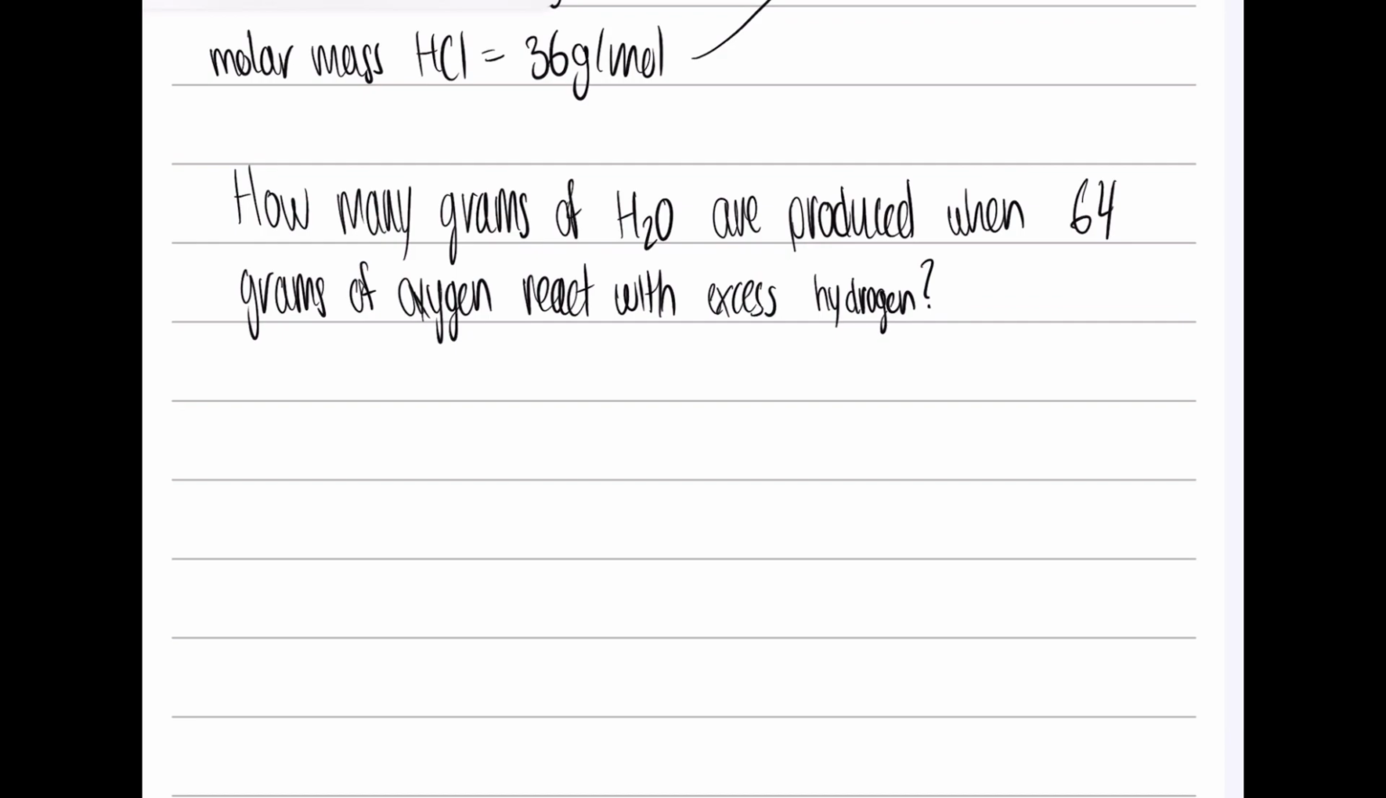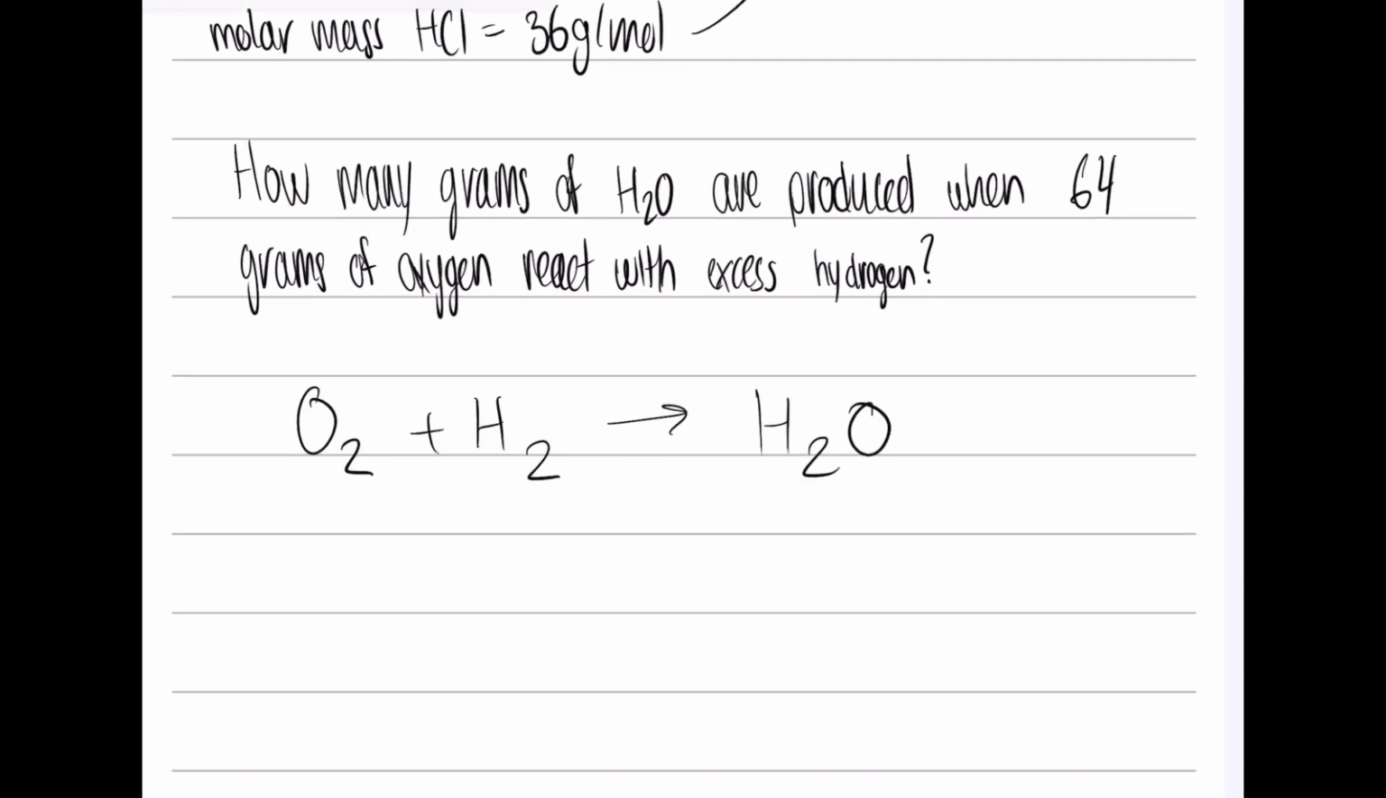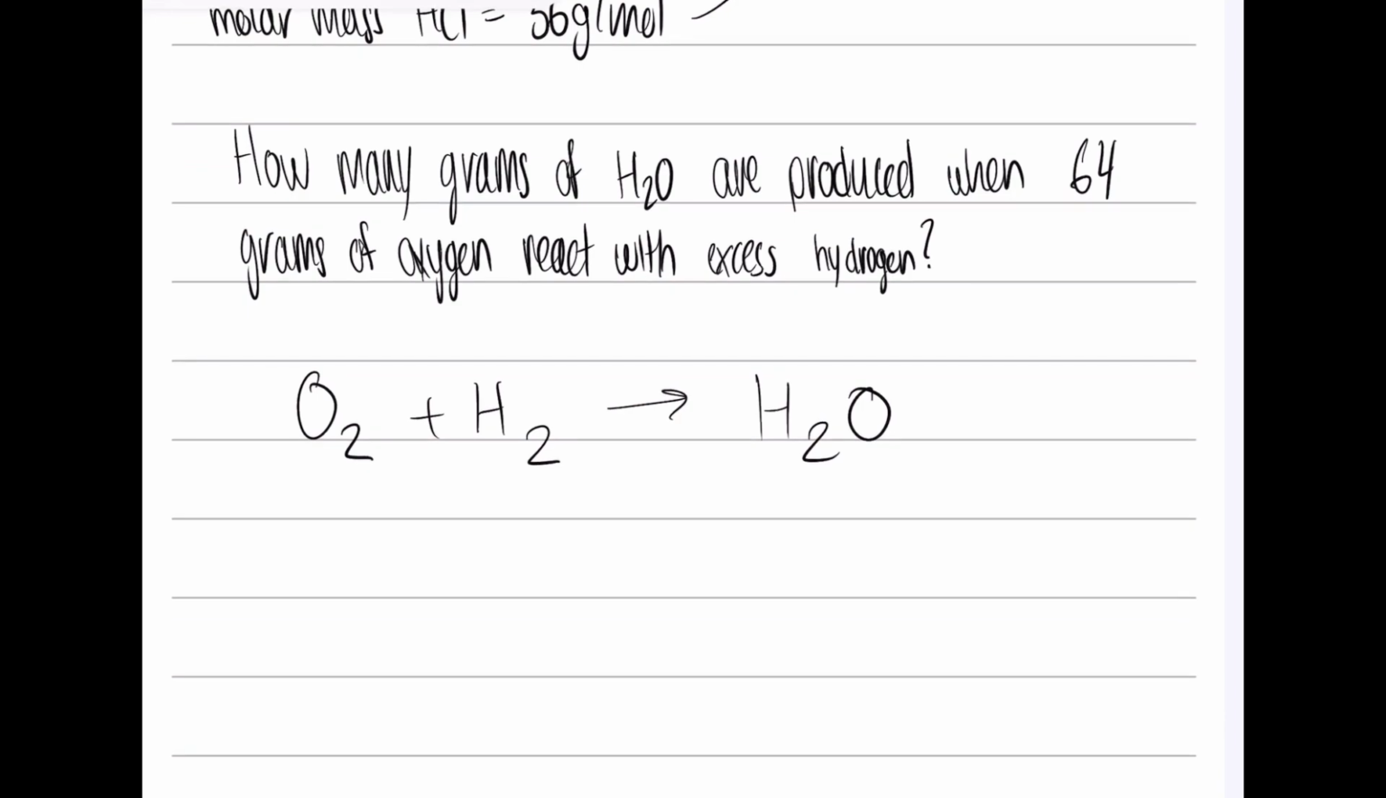How many grams of H2O are produced when 64 grams of oxygen react with excess hydrogen? So first of all, we can write the equation for this. We have O2 plus H2 is going to make H2O, and then we have to balance it. Since we have O2 and we have H2, we have 2 oxygen. You have to have this 2, and this has to be 2 as well.